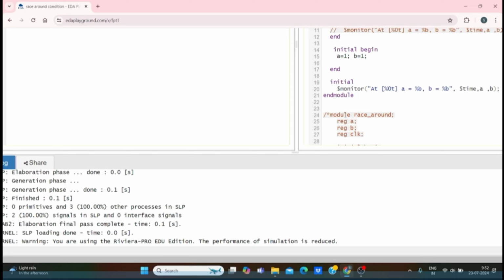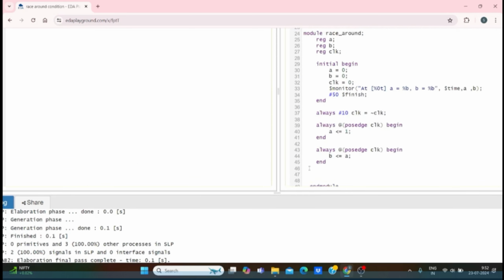Let us take one more example. This is my another program, which I have written based on a clock. I am generating the clock, and based on the clock I am running the program. In the initial begin, I have given A equal to 0, B equal to 0. Since I have taken a clock, I have also reset the clock to 0. Then $monitor in order to monitor all the values, and then at #50 I have used the system task $finish in order to end my simulation at 50 time units.